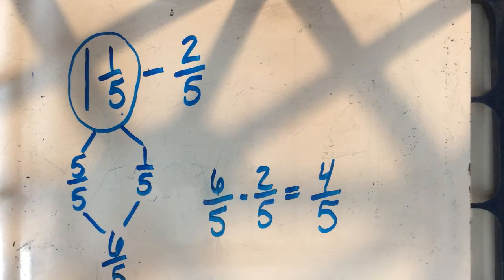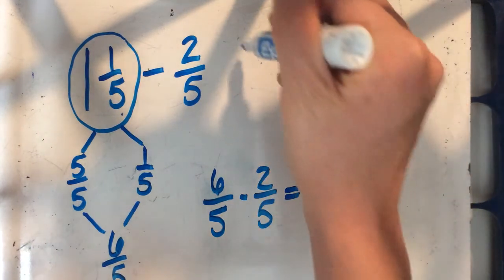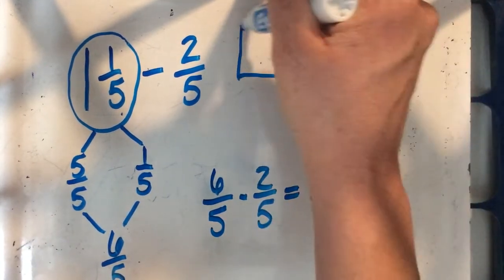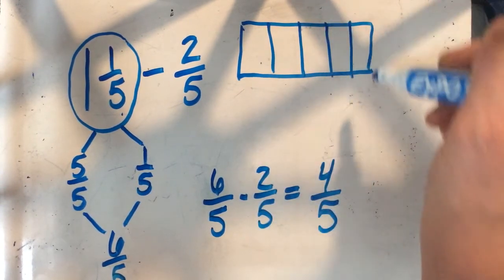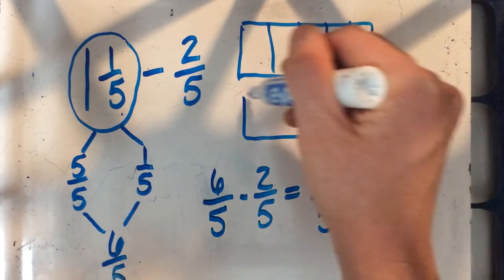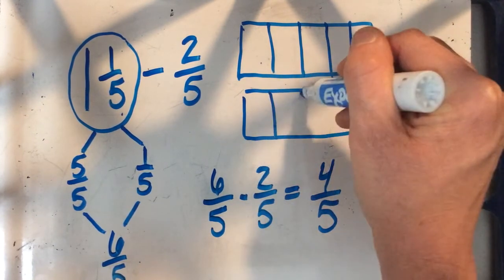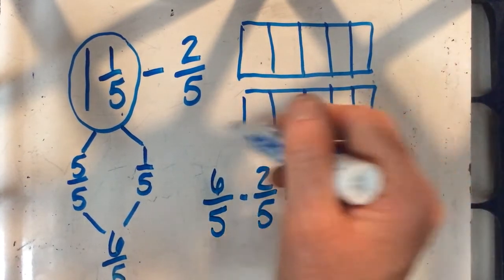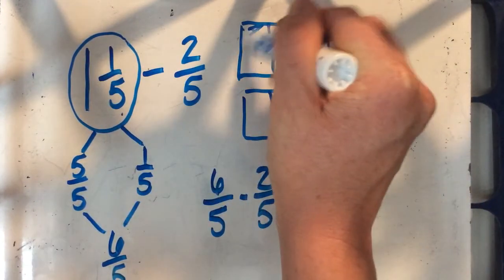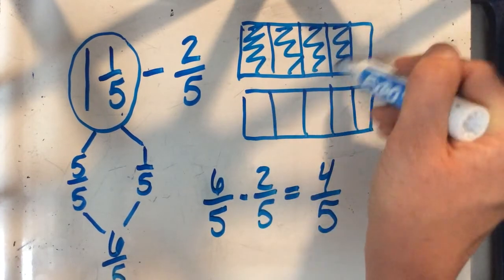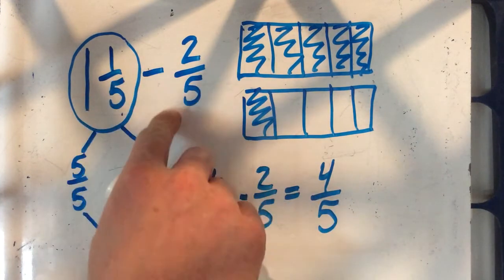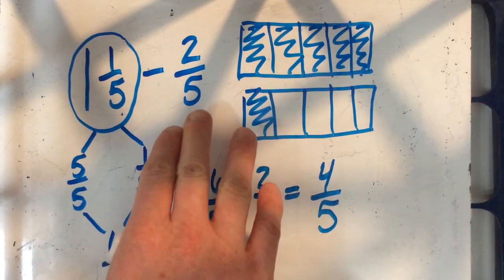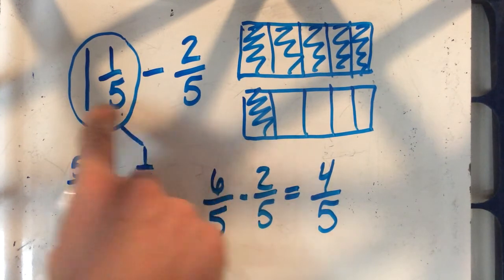Now, we can also use a tape model to show this if that's helpful. We're going to have more than one whole. So there's 1, and both of them should be divided into fifths. Okay, so the total that I'm starting with is 1 whole. So I'm going to shade in my whole tape model, and 1/5, and that's it. I'm not going to do anything with the 2/5 because we're subtracting, so we're taking away from this total.